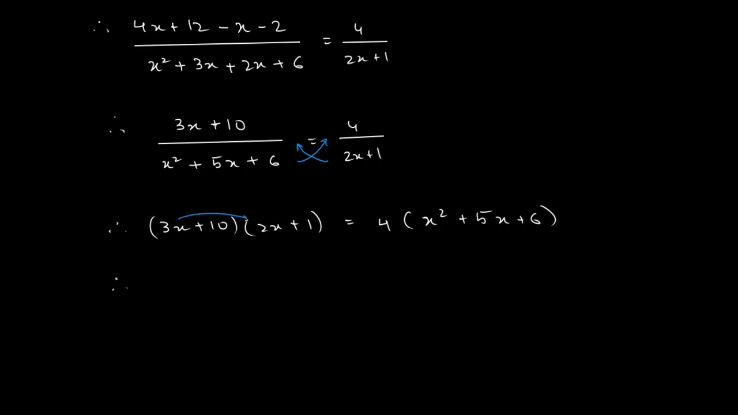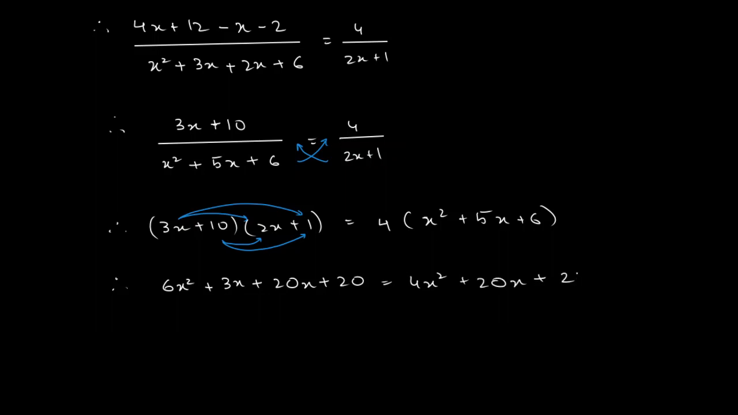So 3x into 2x and 3x into plus 1. So 3x into 2x is 6x square. 3x into plus 1 is plus 3x. 10 into 2x and 10 into 1. So 10 into 2x is plus 20x, and plus 10 into 1 is plus 10. 4, distributive again, 4 into all of these, so 4x square, plus 4 into 5 is 20x, plus 4 into 6 is 24.